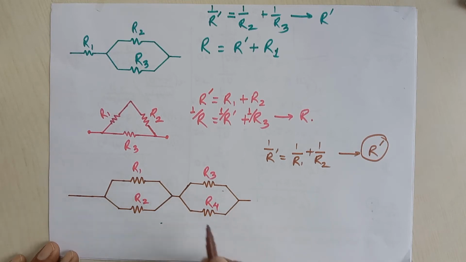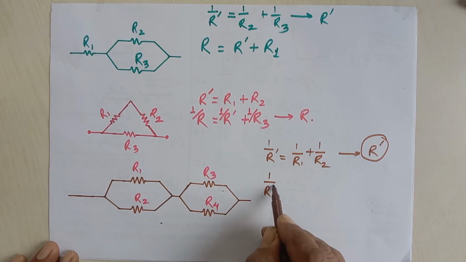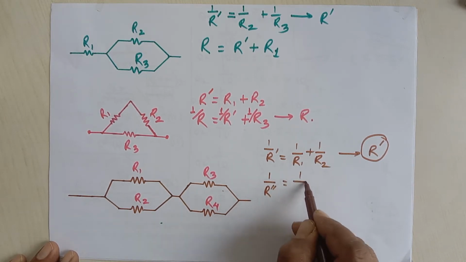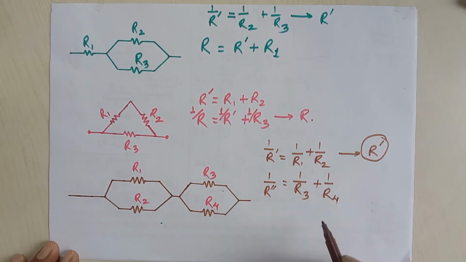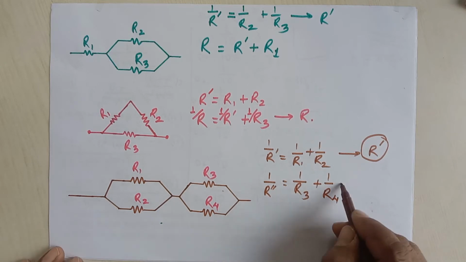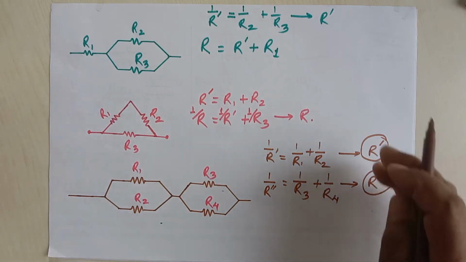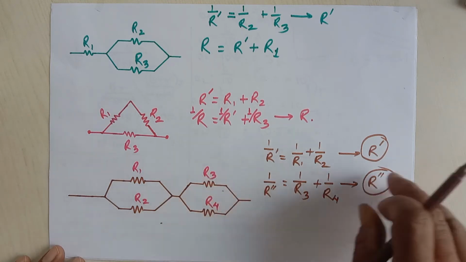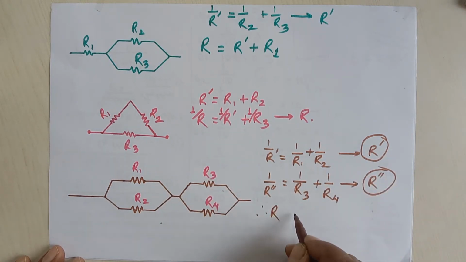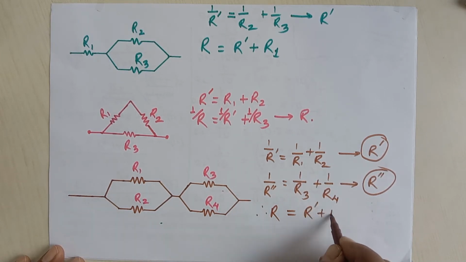Now in this case also they are in parallel. So let's say this is R double dash, where 1 by R double dash is equal to 1 by R3 plus 1 by R4. Putting in the values, we can calculate R double dash. If these two are found, then they are in series with each other, because the total of this is R1 and the total of this is R2. Therefore, we can calculate R with the help of these two. They are in series, so R is R dash plus R double dash. This way, we can get the solution.